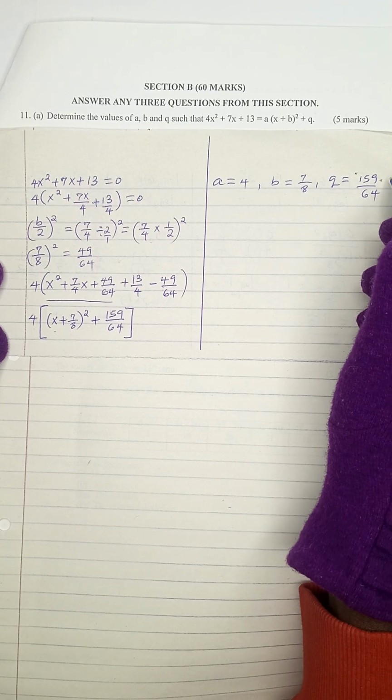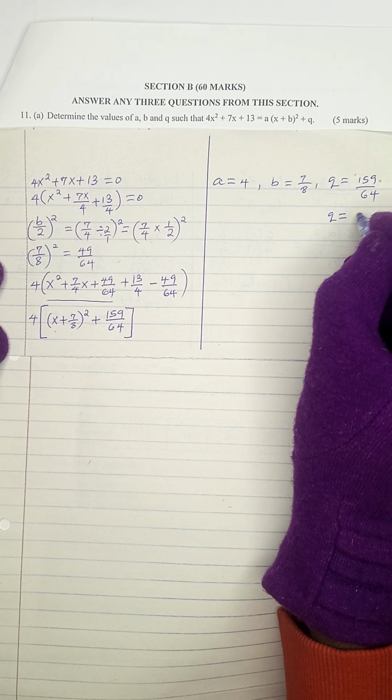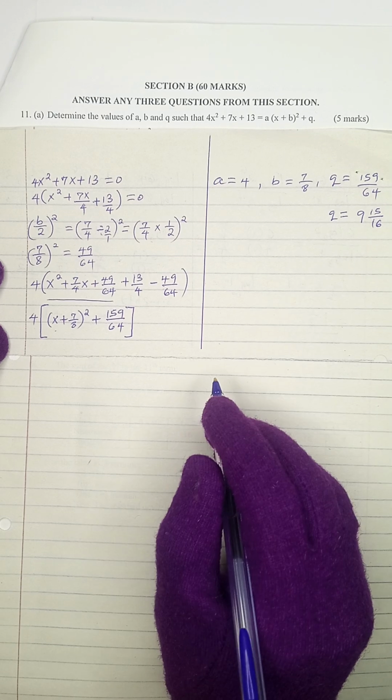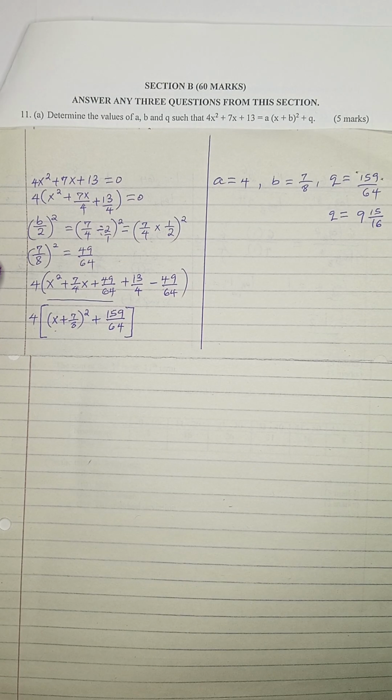But remember, in such a case, we have to simplify and give a proper fraction, which is 9 whole number and 15 all over 16. You can get more questions in this area and practice so that you can grasp the concept.